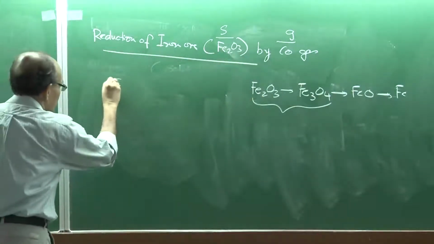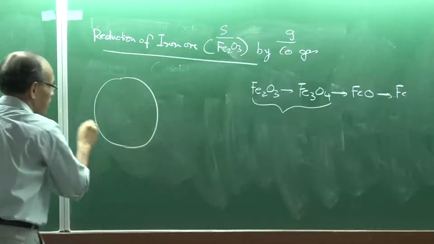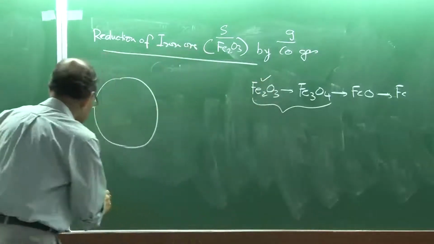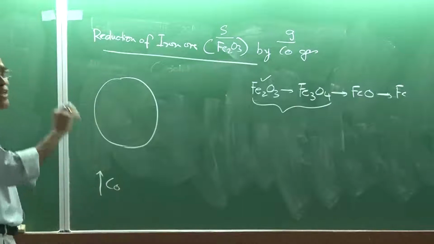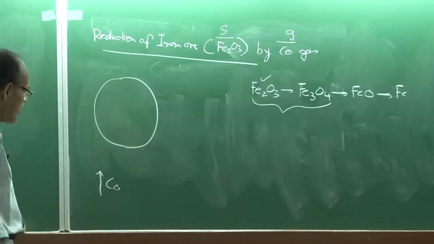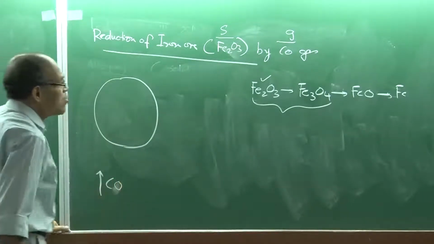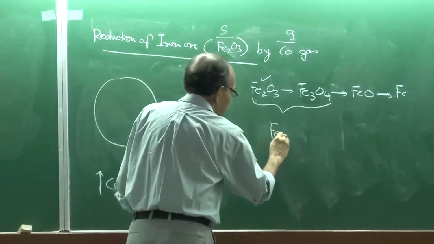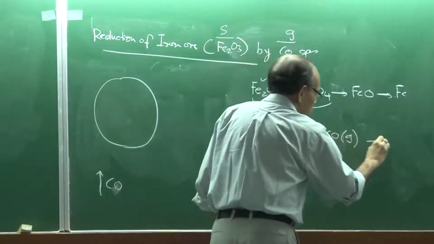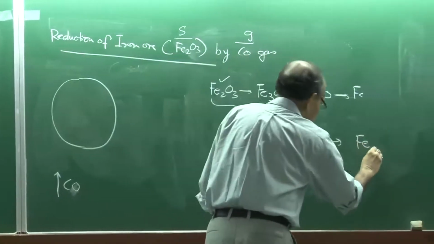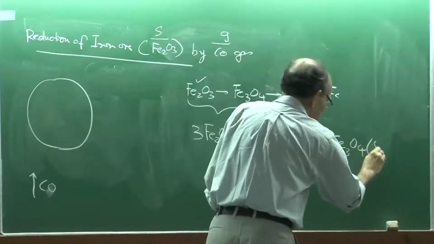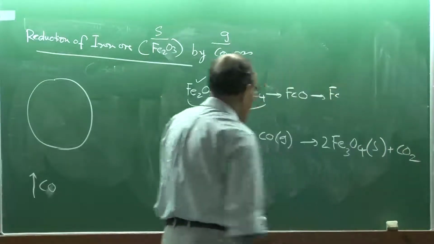So you start with a spherical lump of hematite ore, and at some point of time this is being subjected to carbon monoxide gas at a suitable temperature, could be about 900 degrees or 800, 600, 700 degrees centigrade, and as a result of which this reduction reaction is taking place. Fe2O3 solid plus CO gas gives Fe3O4. This is 2, this is 3, and this is solid, and CO2 is produced.